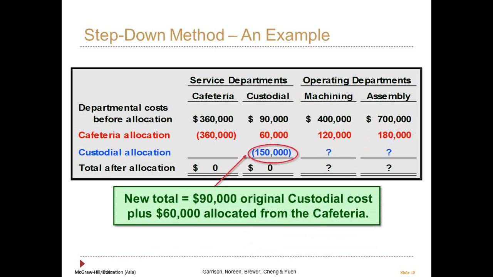Now we allocate custodial costs. The costs in custodial are now $150,000. This amount includes the department's own costs of $90,000 plus the $60,000 allocated from cafeteria. None of the $150,000 will be allocated back to cafeteria. How much of the custodial costs should be allocated to each operating department using the step-down method of cost allocation?